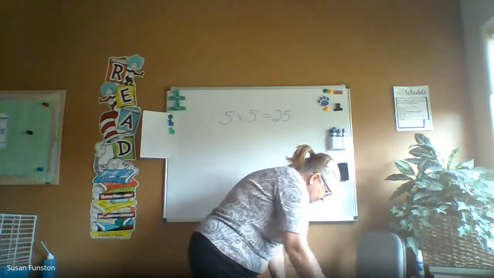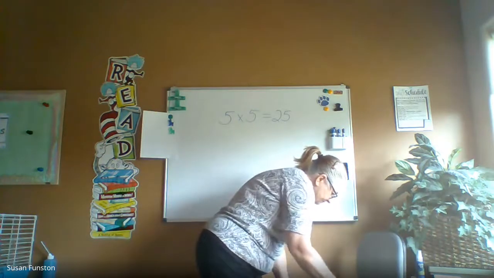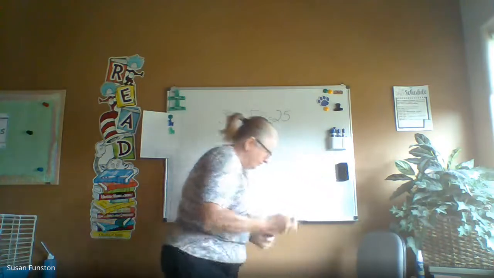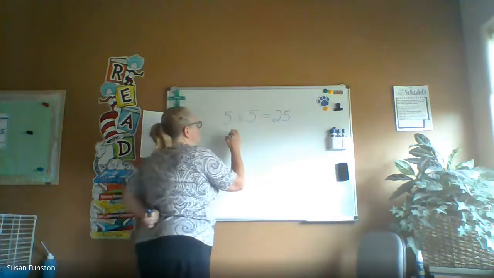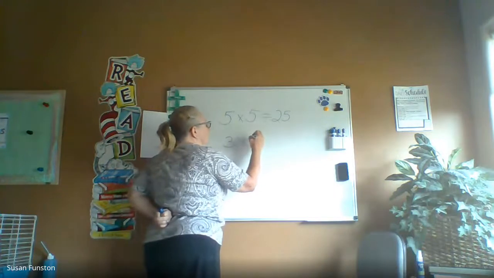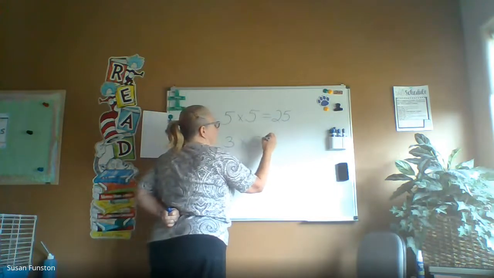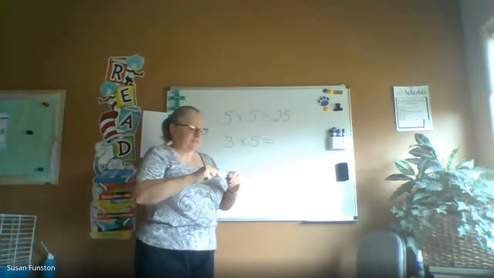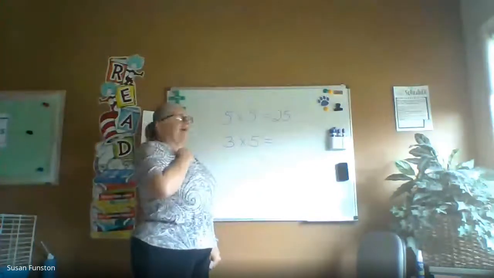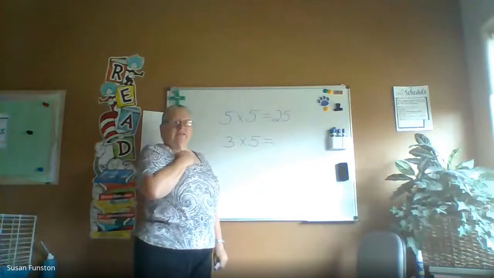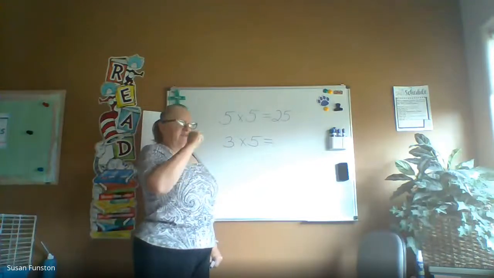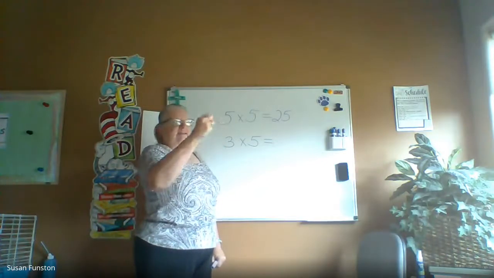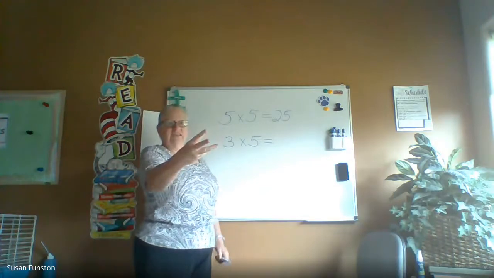Okay, let's do another one. Three times 5. So again, I can count by 5s, and I love to count by 5s because that's easy for me. So now we're just going to do it 3 times. Ready? 5, 10, 15.